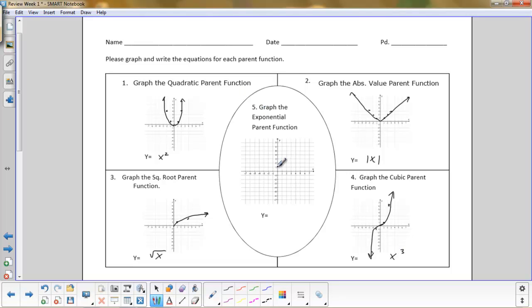Exponential parent function, one critical value there is at 1. Has an asymptote at horizontal line 0, and it is any base that you want. I'm going to pick 2 to the x power.